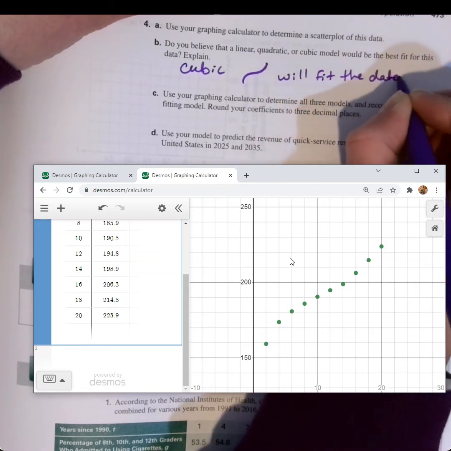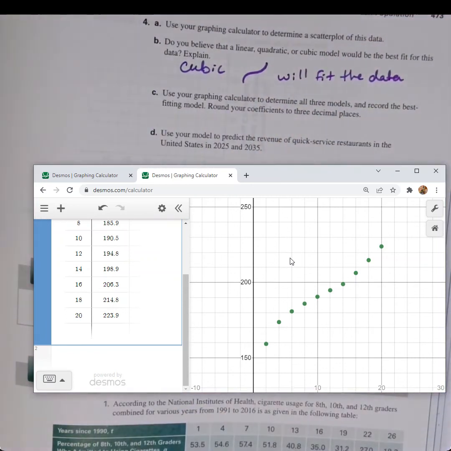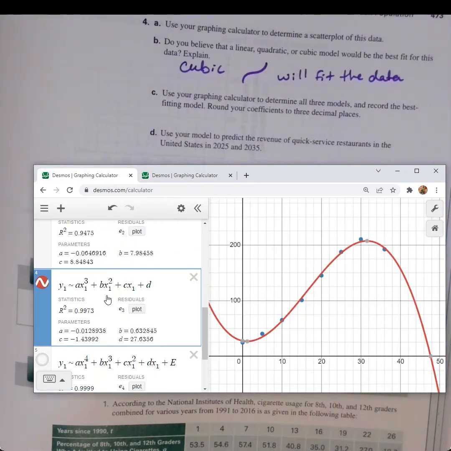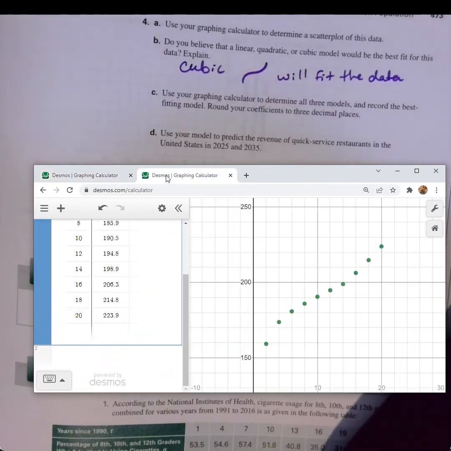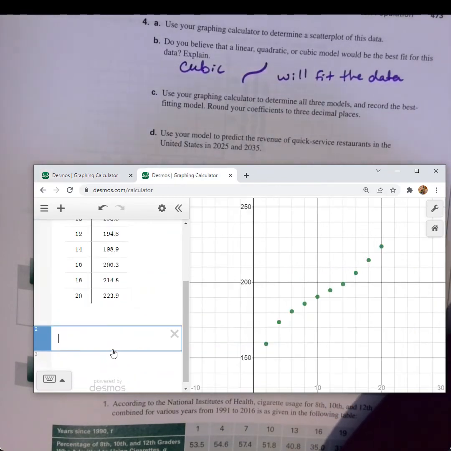I don't want it to be a straight line. I don't want it to be a parabola. I don't want it to be a W. I want it to have that one little wiggle that my cubic function has. So we are going to get a cubic function. Now, we're going to get all of them because it asked us to. So just to save some time, I'm going to copy paste my models, my regressions from my other one.